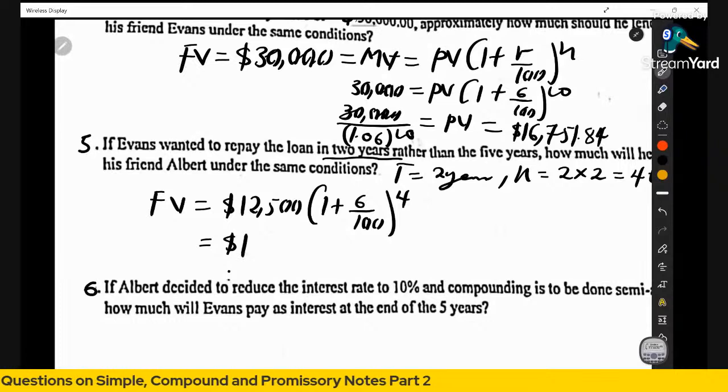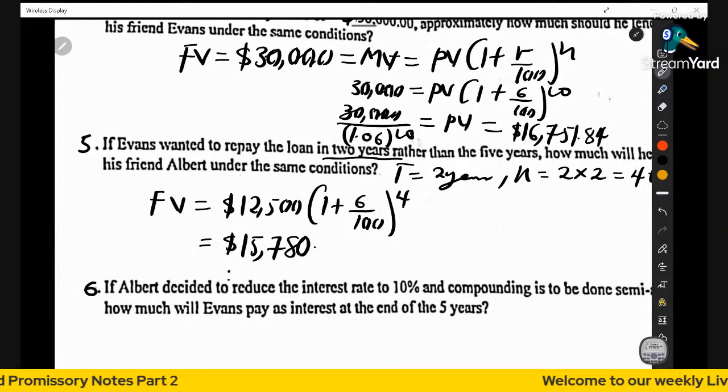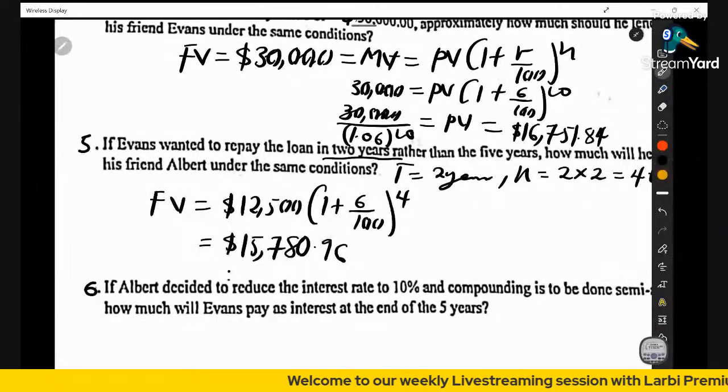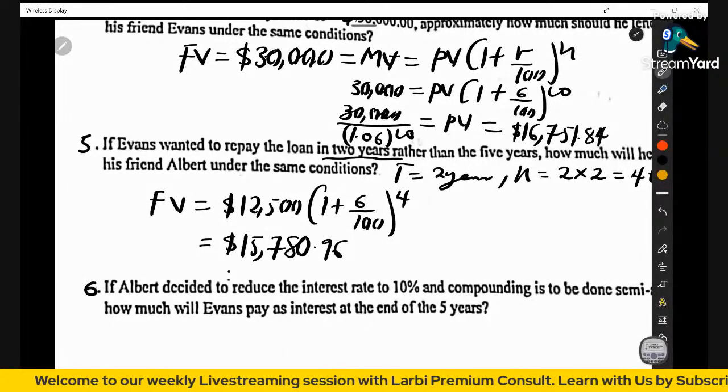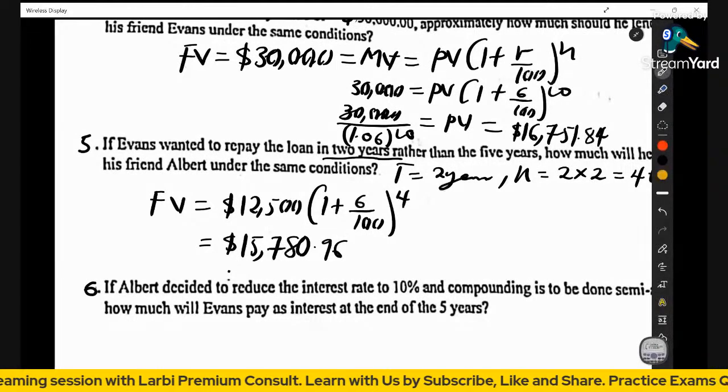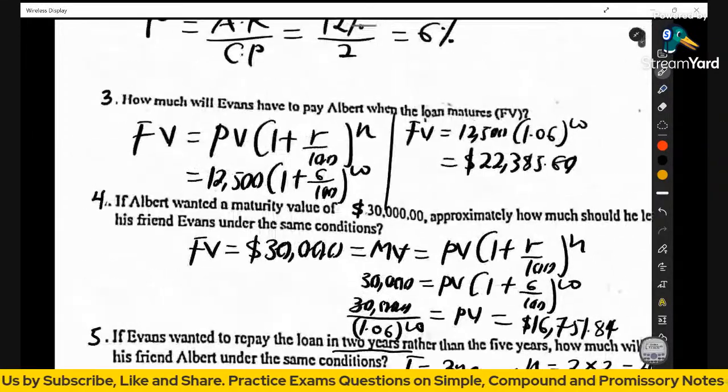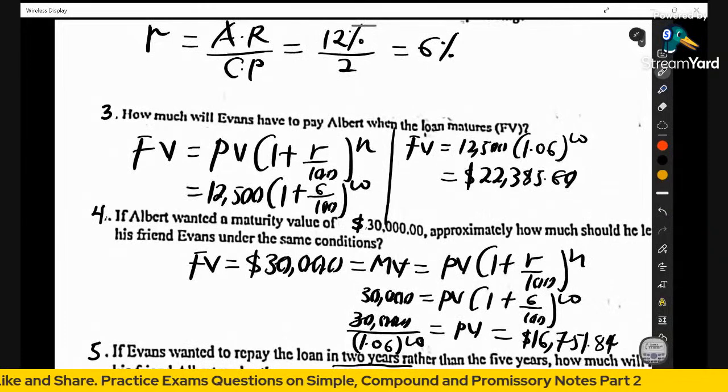So we have what? 15,780.96. This is what I got with my calculator. So this is what you're going to get as a future value. So Evans will be able to pay 15,780.96 within 2 years instead of the normal amount I'm supposed to pay within 5 years of what?